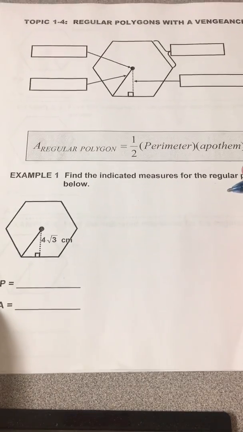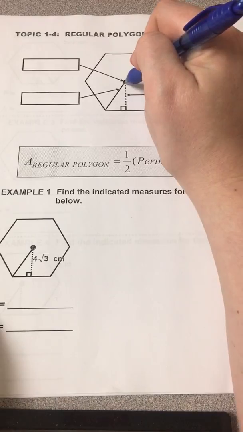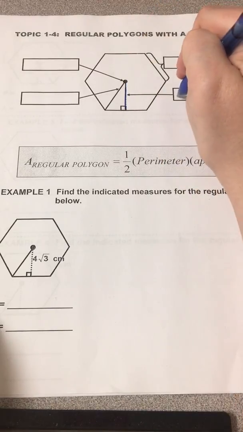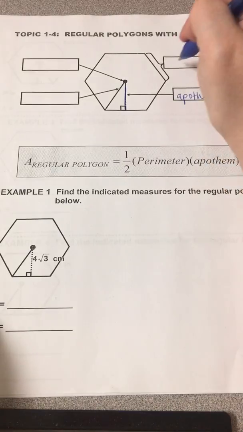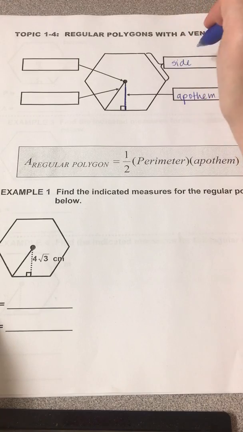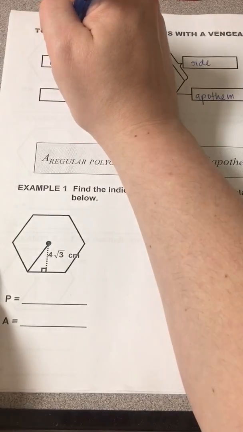Okay, today we are talking about regular polygons and how to find their area. First we're going to go through and label all of our pieces. You've got this length right here, which goes from the base to the center, which is called your apothem. You've got the side of your polygon, which in this case is a hexagon. You have your center.